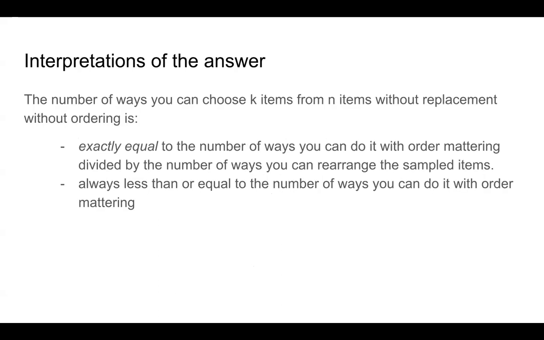Some interesting things that this tells us: the number of ways we can choose k items from n items without replacement without order mattering is exactly equal to the number of ways we can choose k items from n items without replacement with order mattering, divided by the number of ways we can rearrange the sampled items. What this also tells us is that the number of ways we can do the sampling without order mattering is always less than or equal to the number of ways you can do it with order mattering.